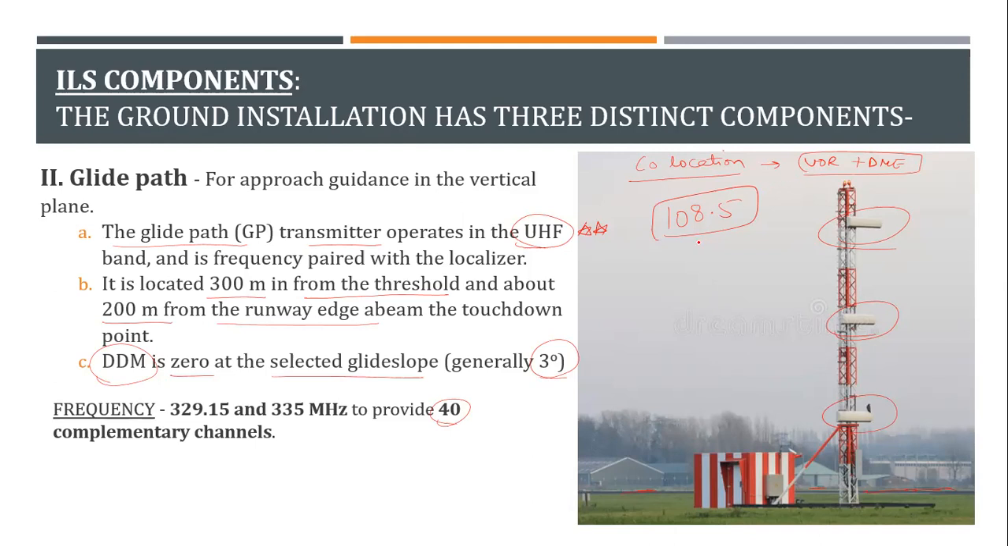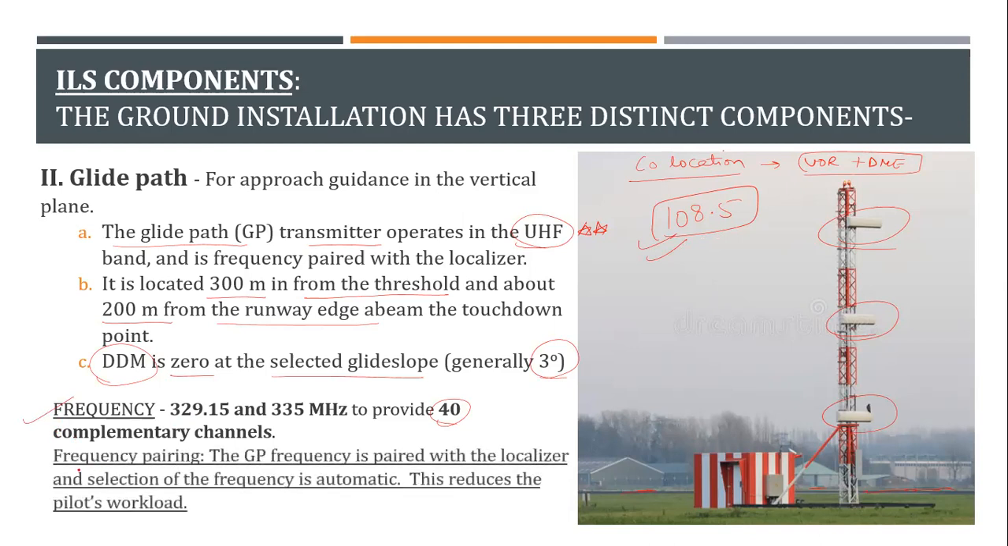So the same thing goes here as well. If these two particular instruments or navaids are present close by, you can simply tune into the localizer frequency and you will get both these signals. So you don't have to tune in the frequency of the glide path individually. That's what I've written here: frequency pairing. The GP frequency is paired with the localizer. Selection of the frequency is automatic. This reduces the pilot's workload.